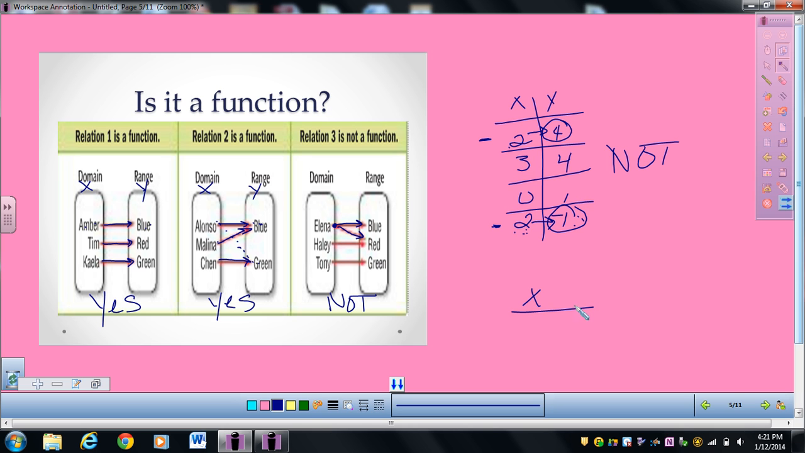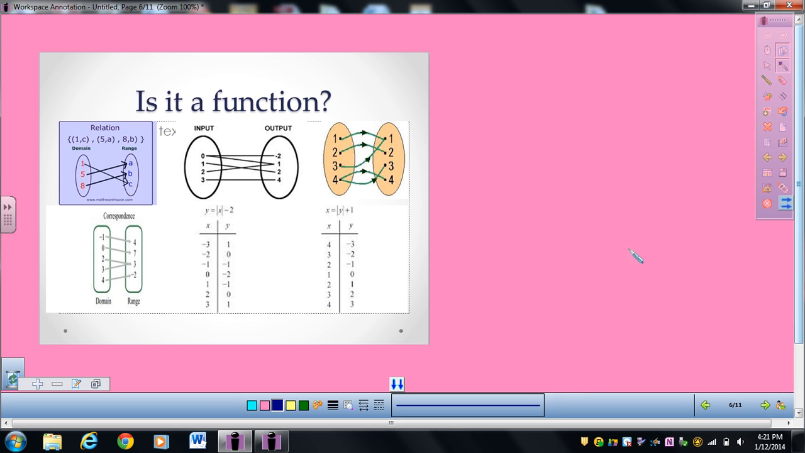But if you had this instead, if you had 2 and 4 and 3 and 4 and 0 and 1 and 2 and 4, now the 2's are the same, right? 2 is 4 here and 2 is 4 here. That makes it a function because it's exactly the same. Okay?